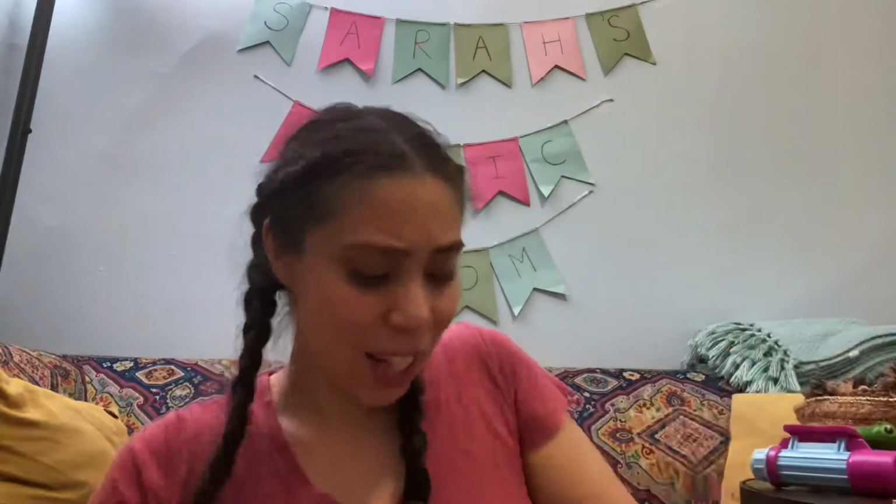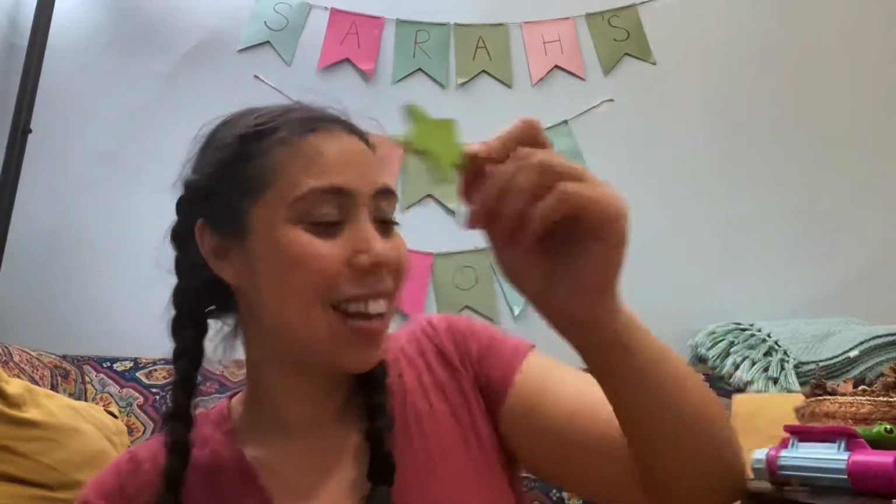We know what this is. This is a shape that has no sides. It's just round. That's right. A circle. You got it. What's this? Twinkle, twinkle, little star. That's right. That's a star.